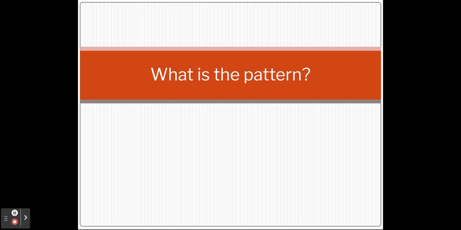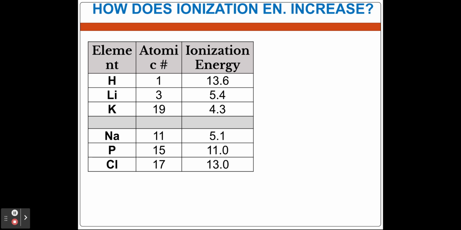So what is the pattern to ionization energy? Again, if we look at our table with the elements, going down a group, hydrogen, lithium, potassium, you can see that the atomic number is getting bigger as you go down. And then you can see here that ionization energy, as you go down the group, is becoming less.